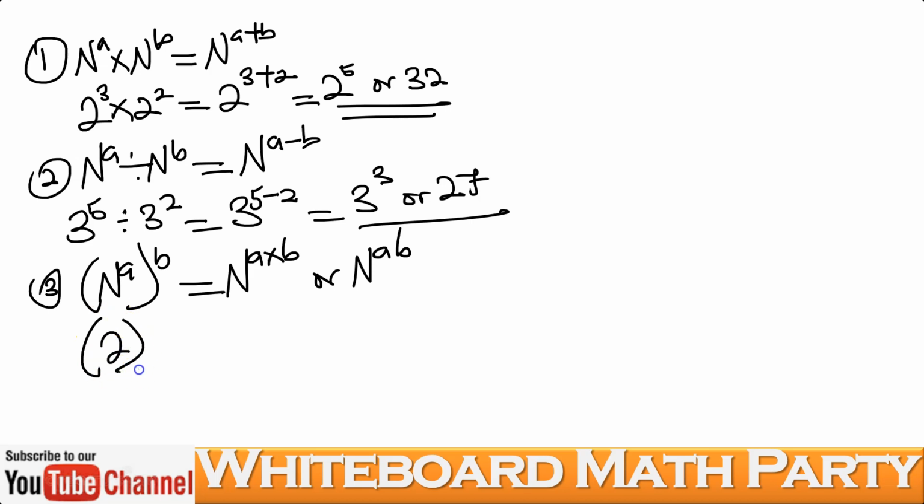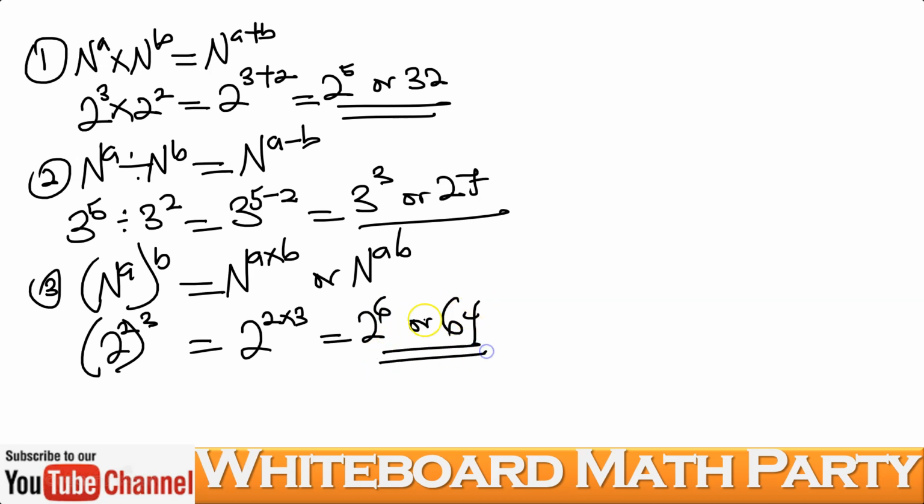In brackets, 2 to the power of 2, or 2 squared, all raised to the power of 3 is the same thing as 2 to the power of 2 times 3, which is exactly the same as 2 to the power of 6. And when further simplified, this can be written as the number 64. This is how this rule applies.